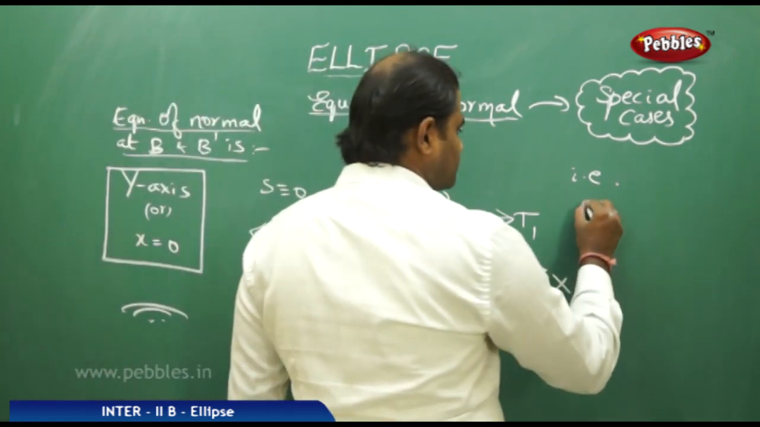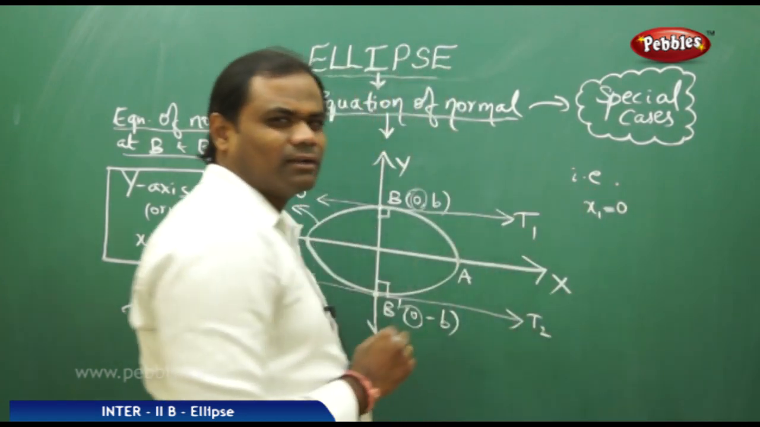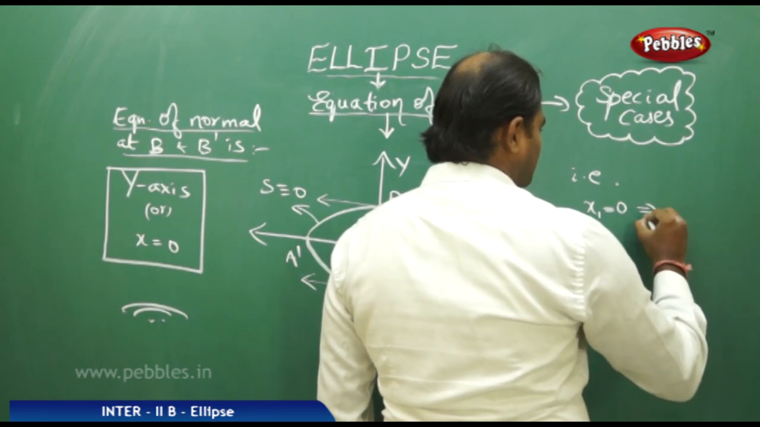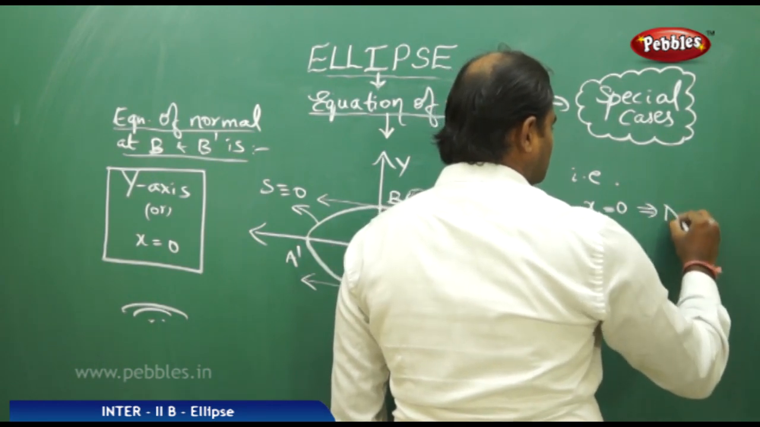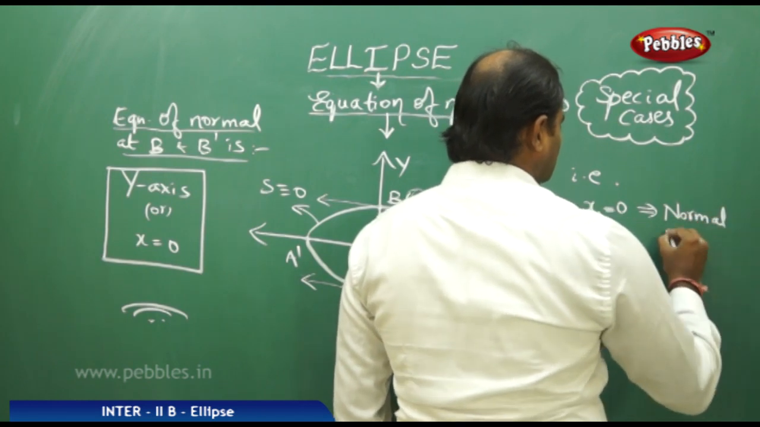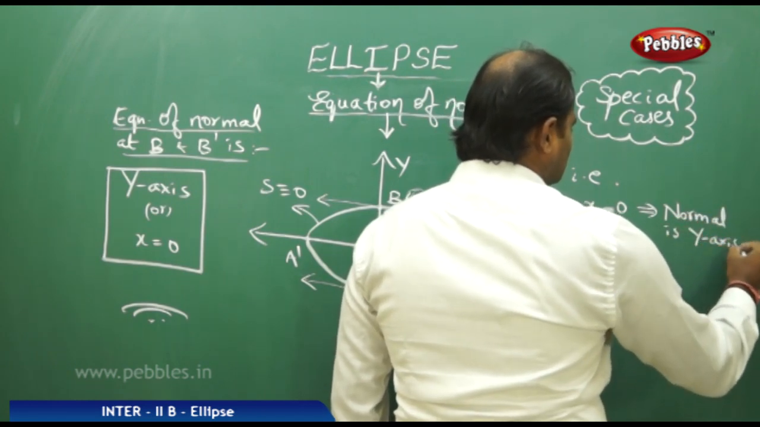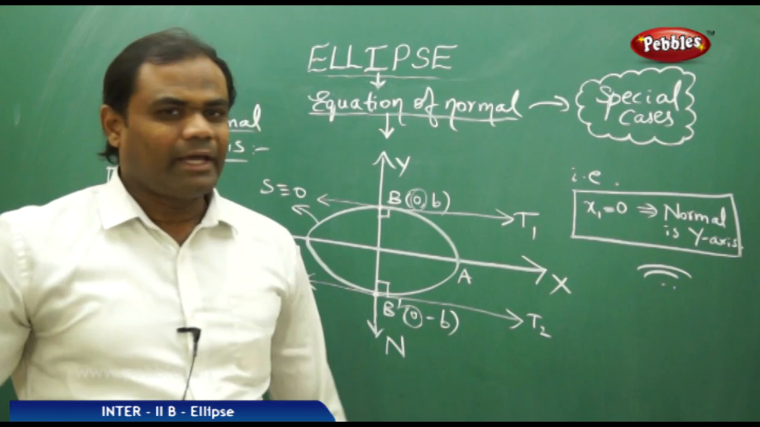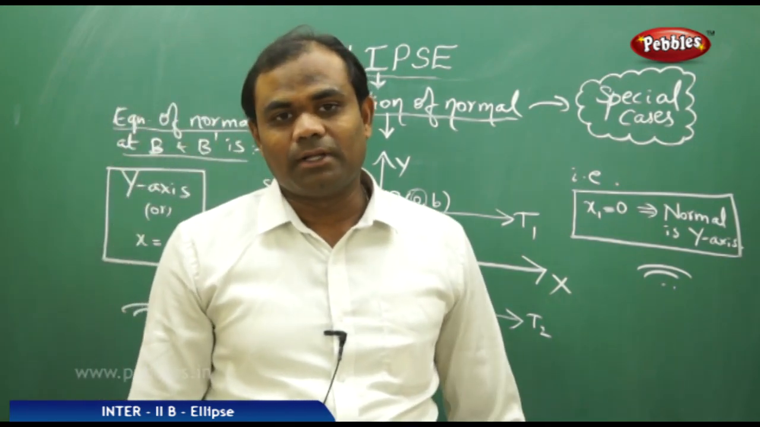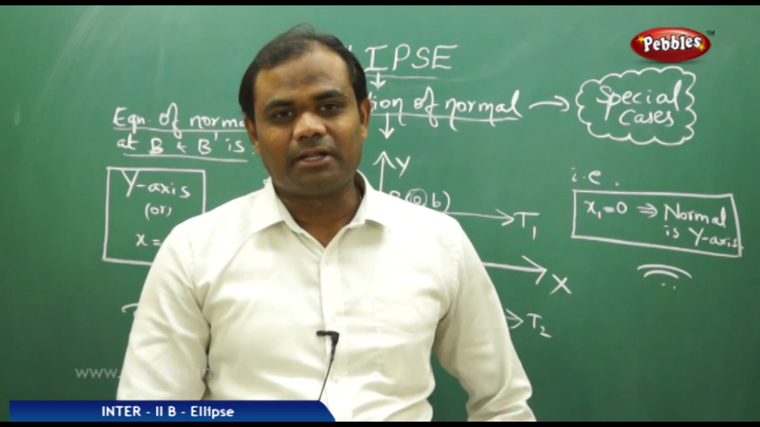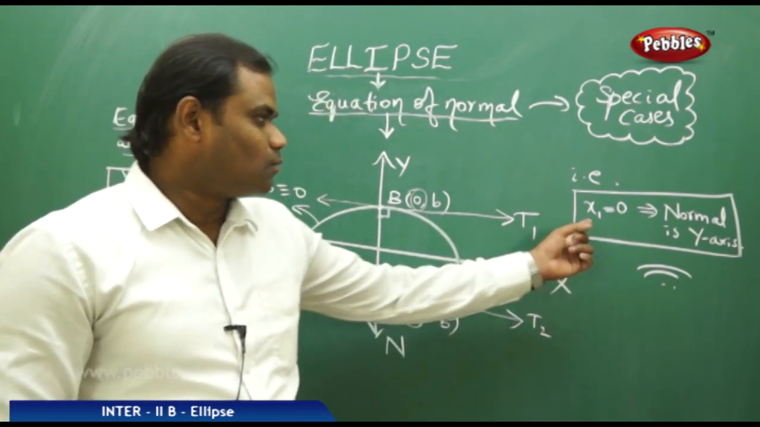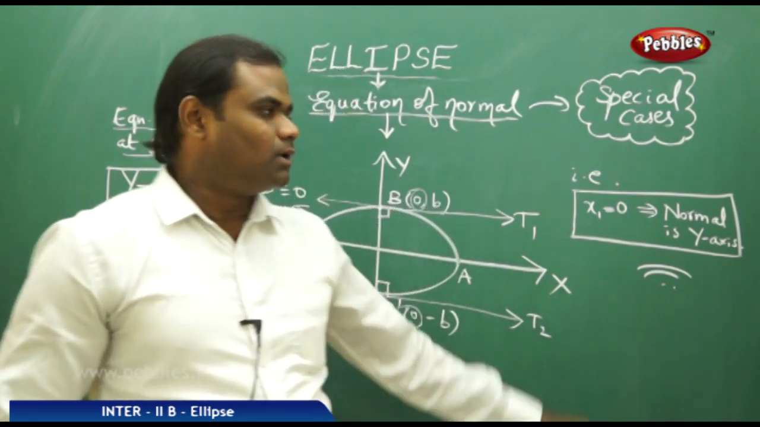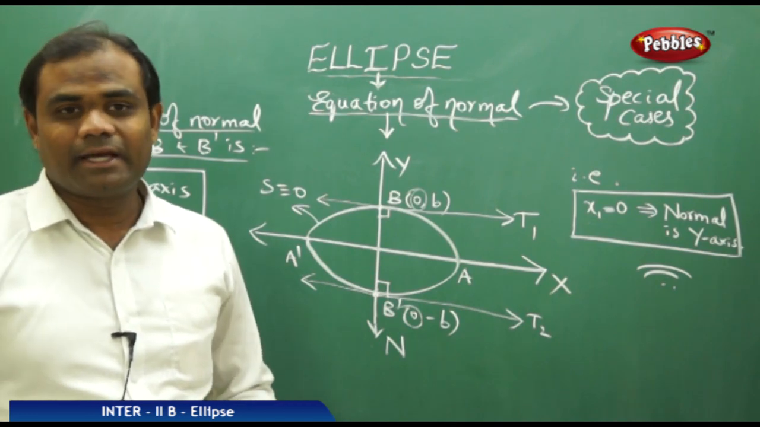That is, x1 = 0 implies the normal is the y-axis. This is how I conclude the formula: x1 = 0 implies normal equals y-axis. Similarly, the next concept is identifying that y1 = 0 implies the normal is the x-axis. So let's see how y1 = 0 leads to the normal being the x-axis.